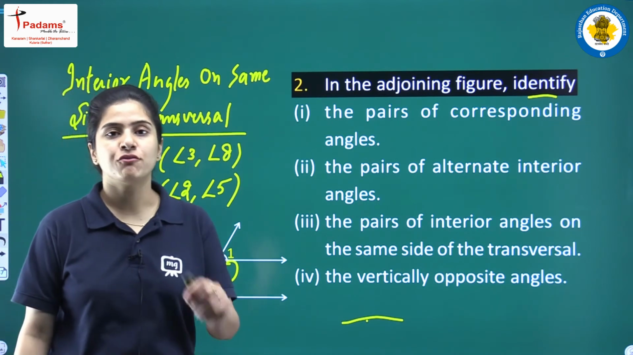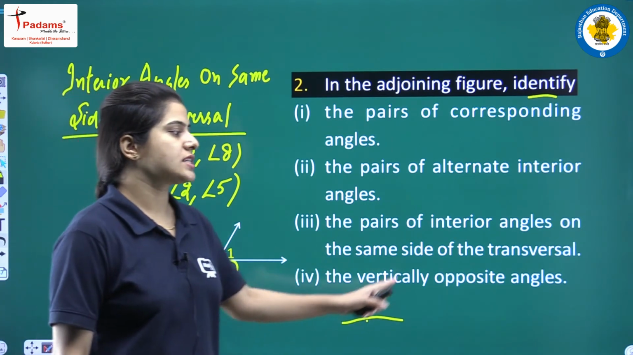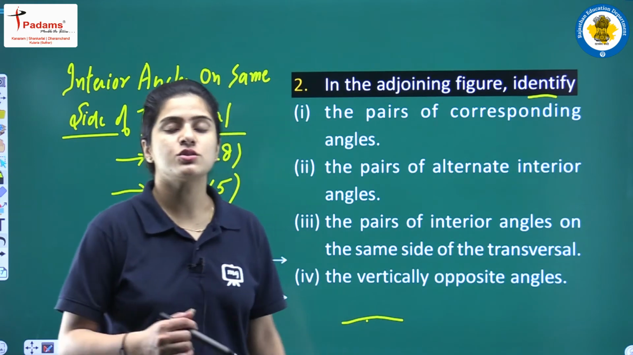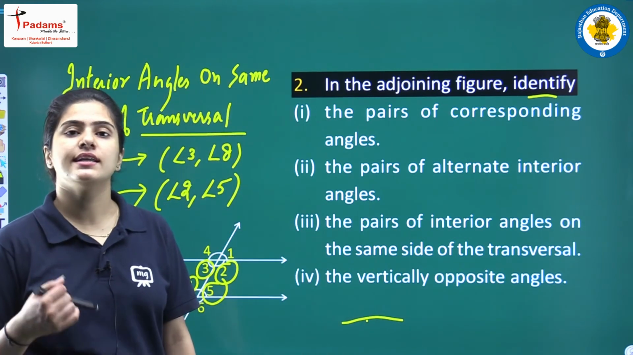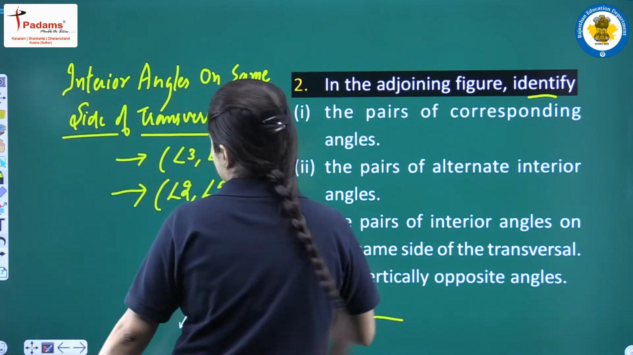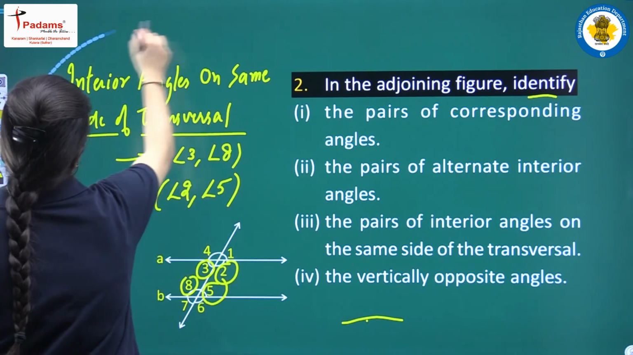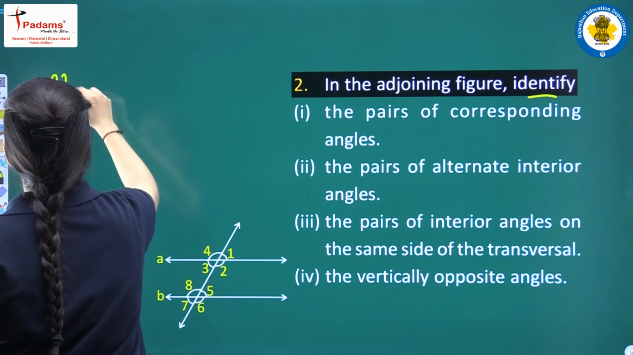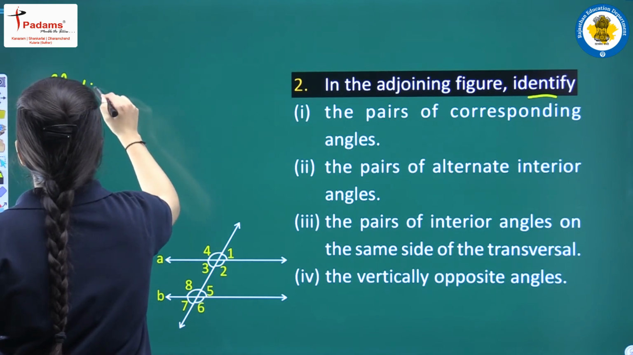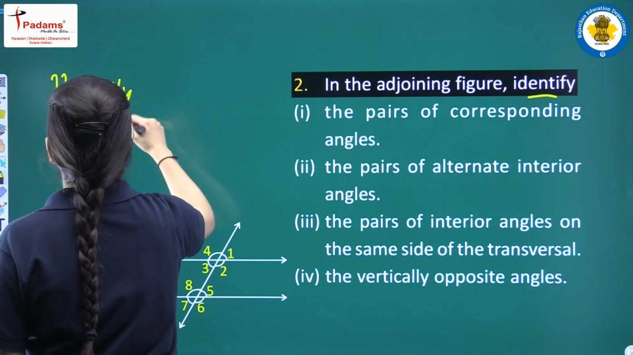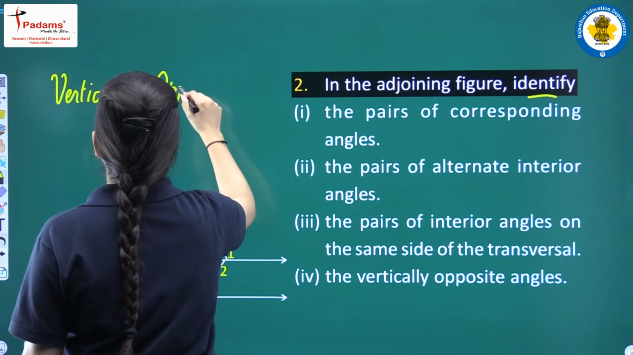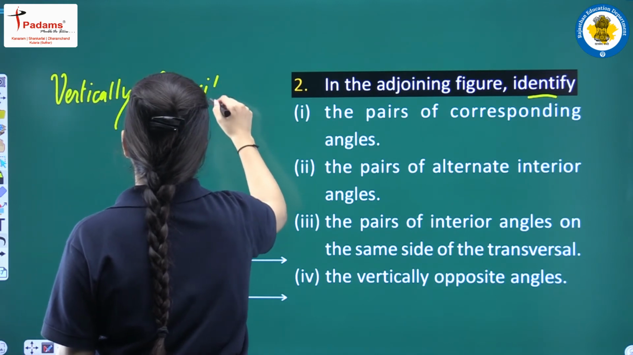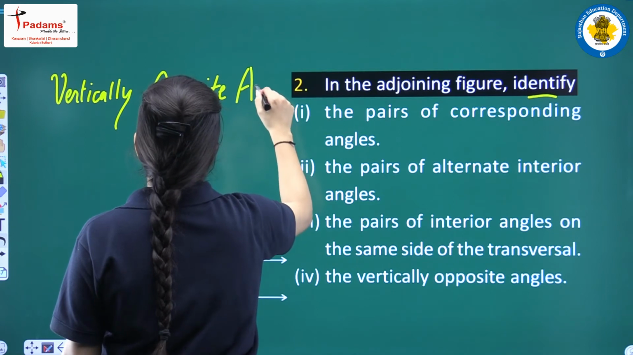Having a look at the fourth part, students, the vertically opposite angles. Now students, you need to find out the vertically opposite angles. Have a look, students: vertically opposite angles.